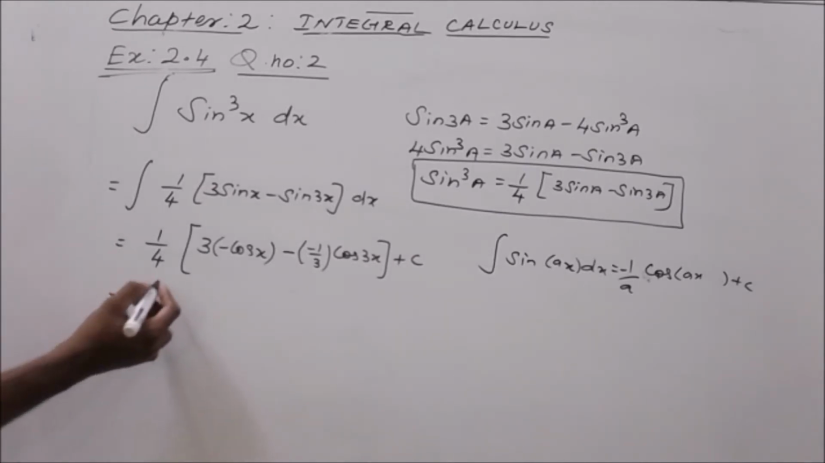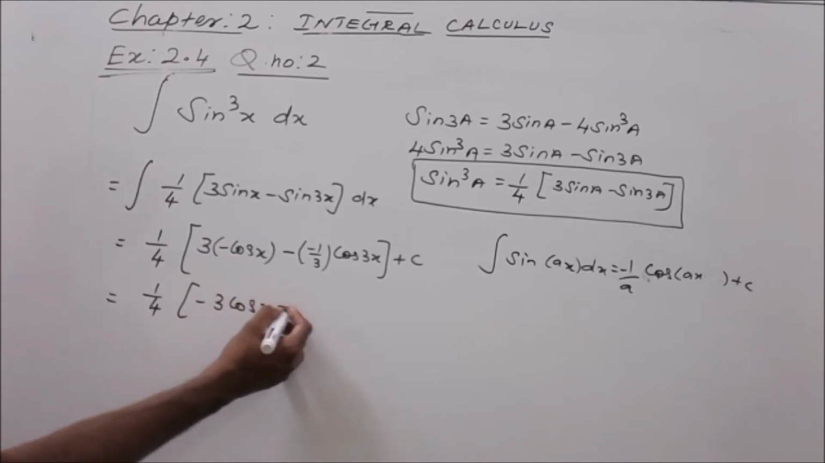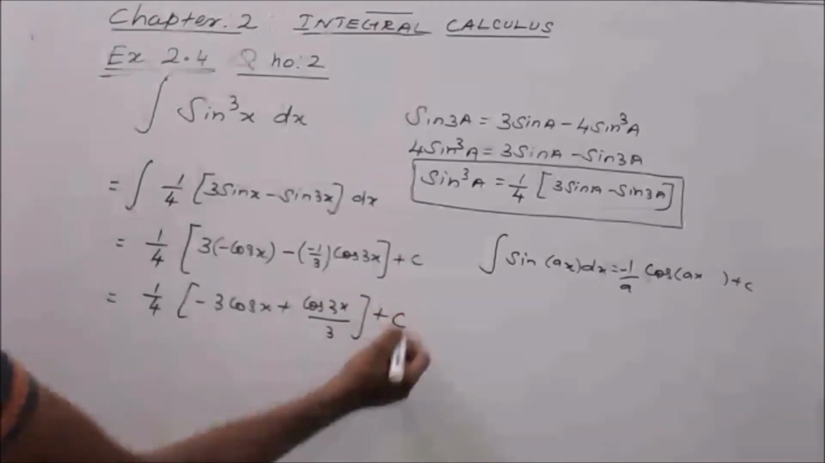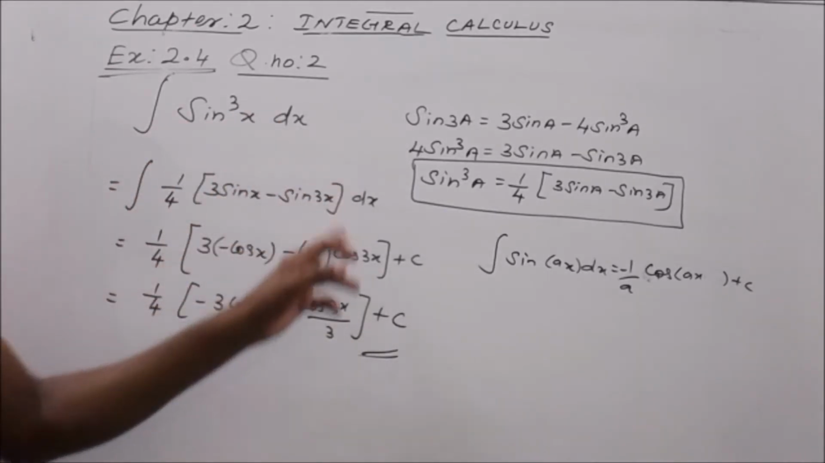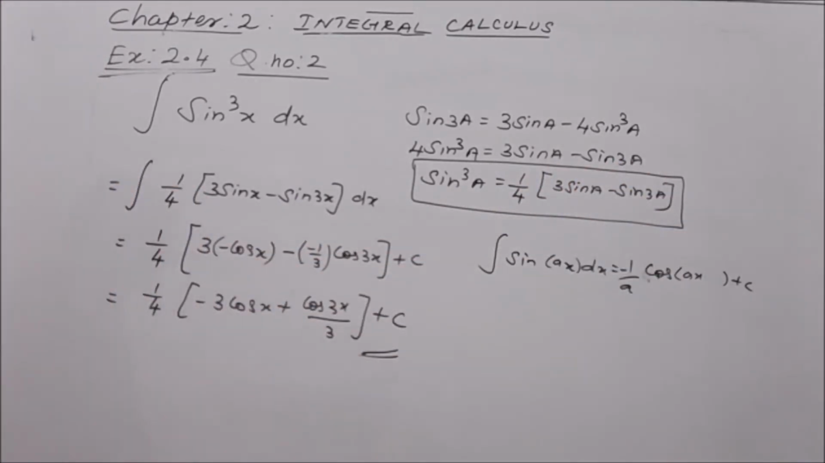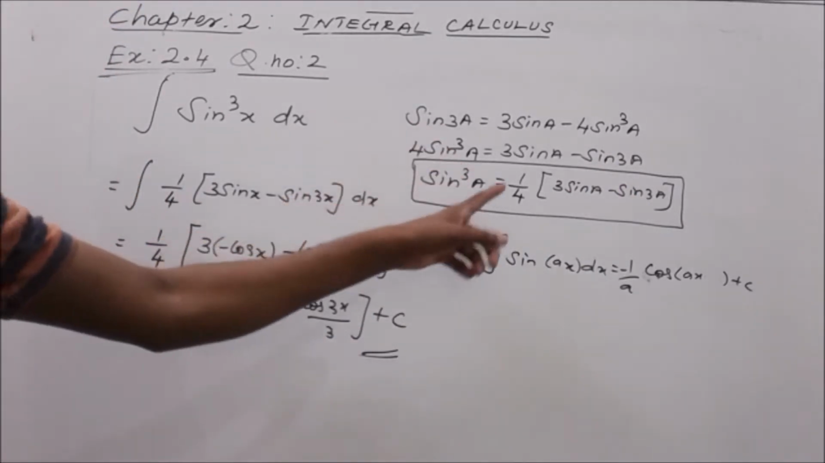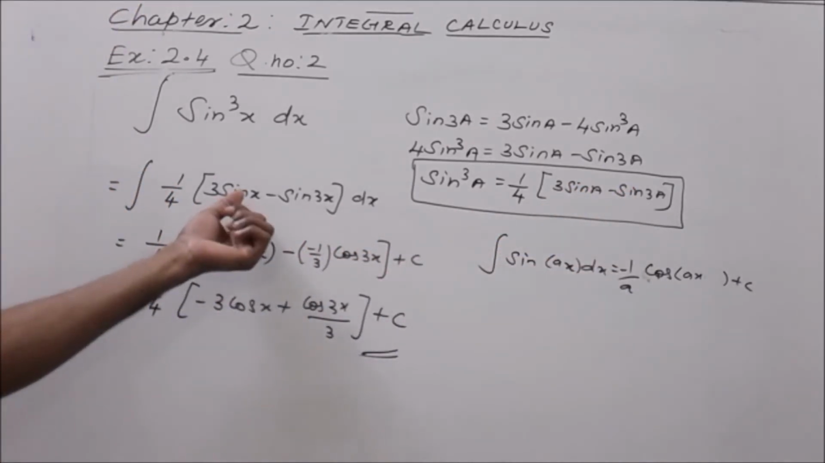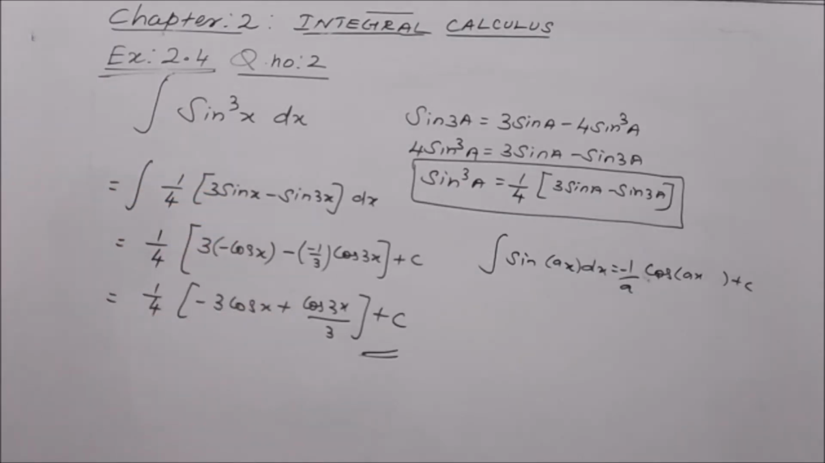So simplifying, 1 by 4 times (minus 3 cos x plus cos 3x by 3) plus c will be the answer of integral sin cube x dx. Integral sin cube x dx: first find the equal value without the square or cube, sin cube equal to 1 by 4 (3 sin a minus sin 3a). Now we can integrate this by the use of the integral formulas. So substitute here for sin cube x, then integrate, then simplify. That's all.